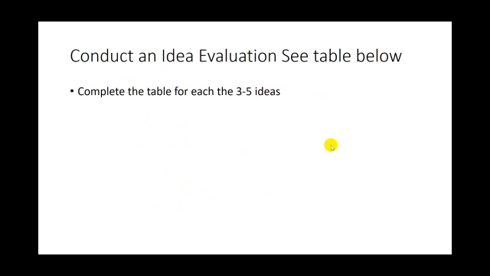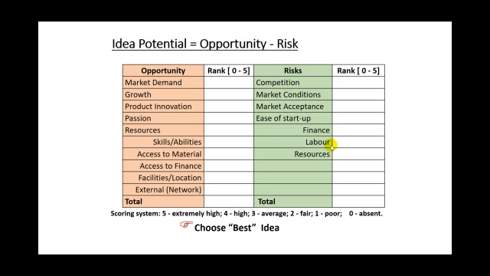Once you have given those elements proper thought, I'll ask you now to complete the following table for your 3 ideas or your 5 ideas, but the intention is to really complete it for 3 ideas. So this is the table. This is the idea evaluation table, and as you can see, the table records the opportunity and it also records the risk involved in the idea. So you would have to rank the opportunity and rank the risk.